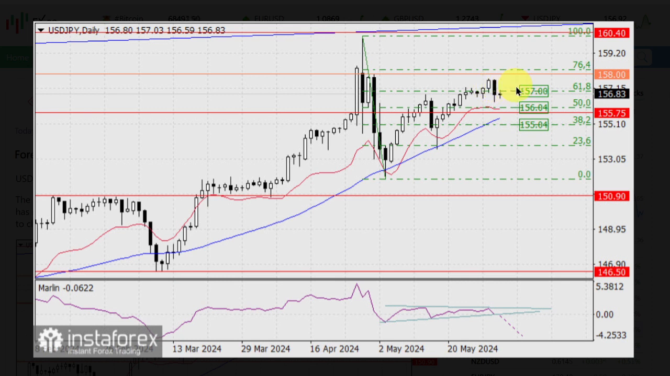The fluctuations on Wednesday and Thursday were technically necessary to rise the signal line of the Marlin oscillator to the upper boundary of the wedge and then directed downwards for a subsequent exit from the wedge. It could exit the wedge today.